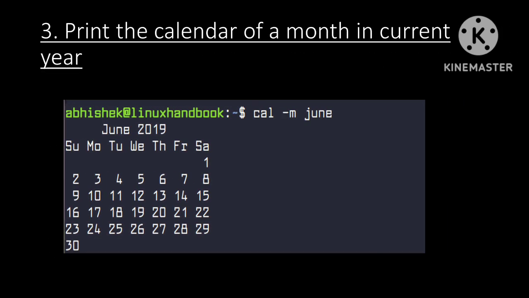If you write JUNTA, then also it will print the June month only, because it will only consider the first 3 characters, and based on those first 3 characters it will print the month.